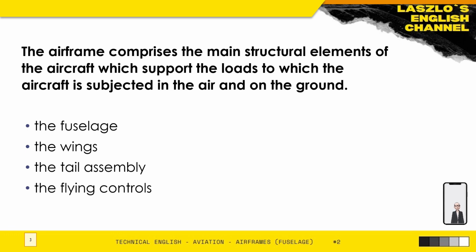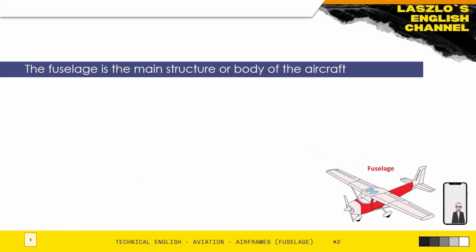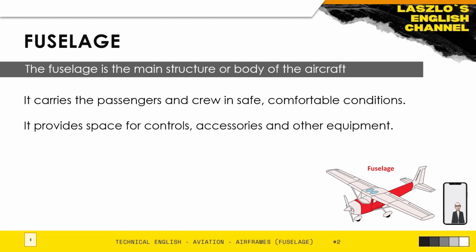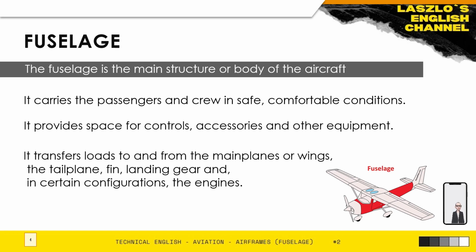Okay, we are going to focus on the fuselage in today's session. This is the main structure or body of the aircraft, and it carries the passengers and the crew in safe, comfortable conditions. The fuselage also provides space for controls, accessories, and other equipment. It also transfers loads to and from the main planes or wings, the tailplane, fin, landing gear, and in certain configurations the engines as well.